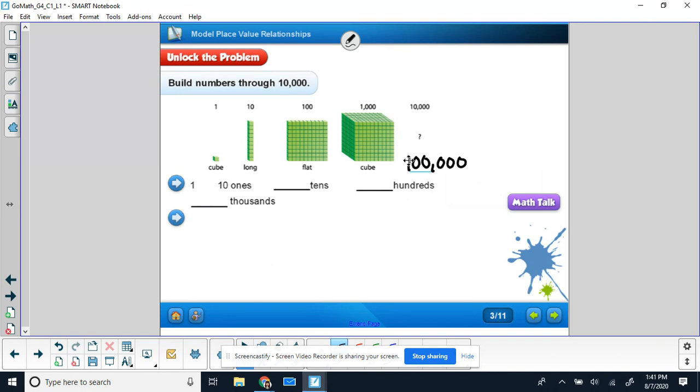Now to fill in the blanks in your book, we are on page 5. 10 small cubes, we already said this, make 10. And then the long represents 10. And 10 longs make a flat. So the flat represents 100. And then 10 of those flats will make a large cube.